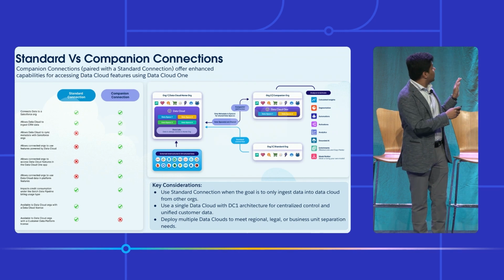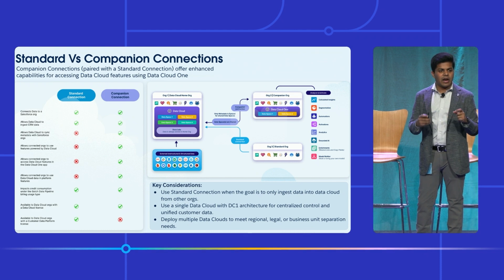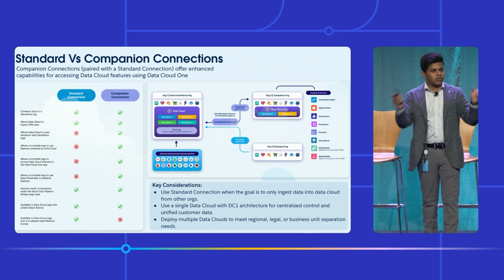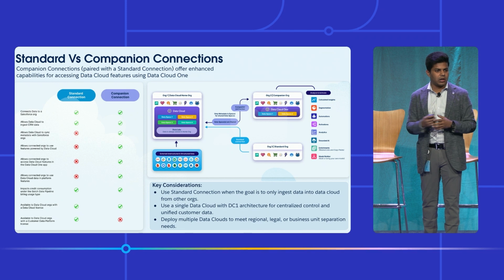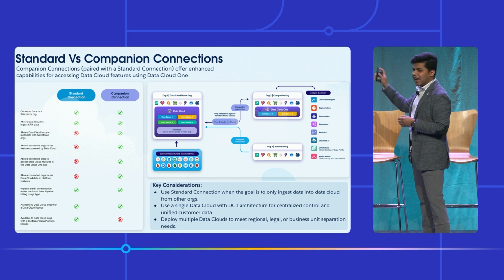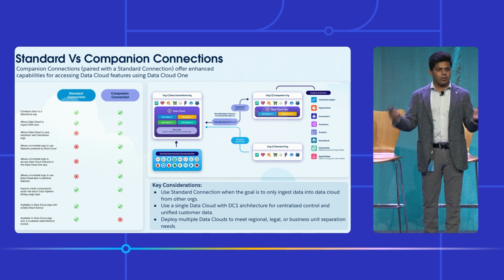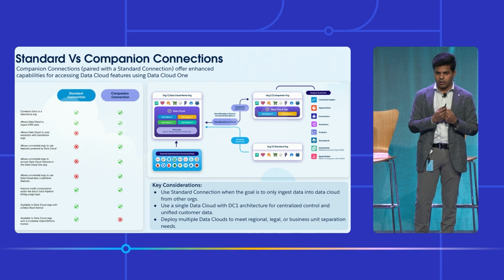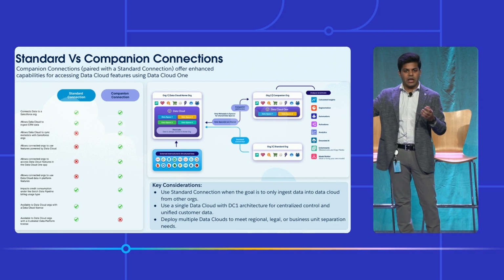Now, just going a little bit more into it, there are 2 types of connections that are available in Data Cloud today when interacting with other Salesforce orgs. One, which we just briefly talked about, is Data Cloud One companion connections. And the other is the standard connection, which has been there all along. The difference between them is that the standard connection allows you to ingest data into Data Cloud. It's a one-way connection where you can bring in all your data into Data Cloud.